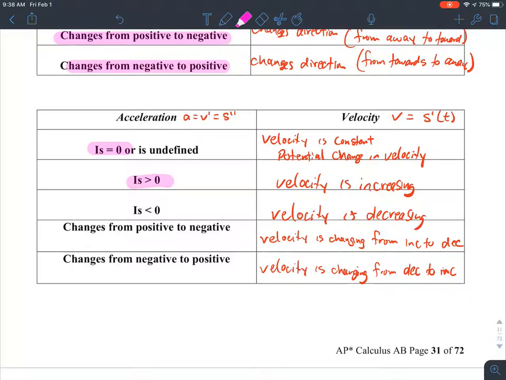If the acceleration is positive, it means the velocity is increasing. So if you're going 55 miles per hour and your acceleration is positive, then after that you're going to be going faster than 55 miles per hour. If your acceleration is negative, your velocity is decreasing, you're slowing down. If the acceleration changes from positive to negative, then your velocity is changing from increasing to decreasing. If your acceleration changes from negative to positive, your velocity is changing from decreasing to increasing.